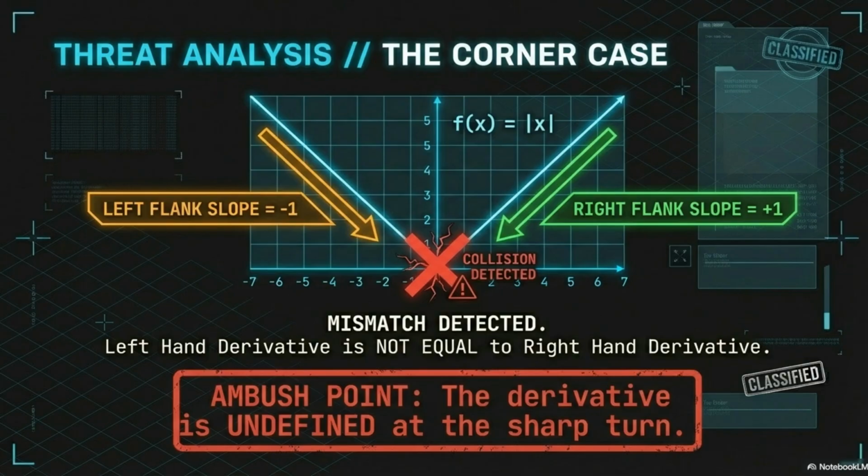Let's conduct a threat analysis on the ultimate corner case, the absolute value of x. Approaching from the left flank, the slope is locked at -1. Approaching from the right flank, the slope is locked at +1. Collision detected at the origin. Because the left-hand derivative does not equal the right-hand derivative, this is an ambush point. The derivative is strictly undefined at the sharp turn.